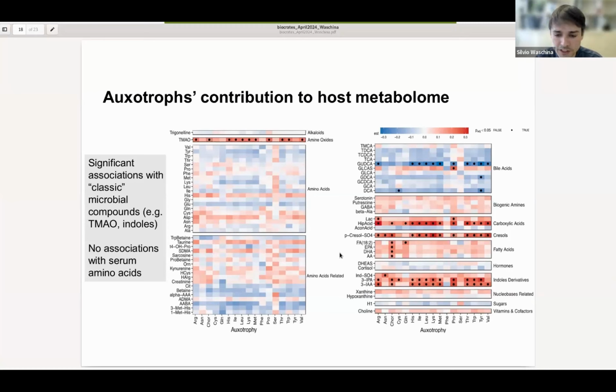But we saw plenty of positive and negative associations with metabolites, mainly those already known from previous studies to be of microbial origin. For example, IAA or IPA, which were also introduced earlier by others, but also TMAO and hippuric acid. This tells us that the auxotrophy distribution in the human gut microbiome is a contributor to the human metabolome, especially for compounds derived from amino acids, for example IAA.